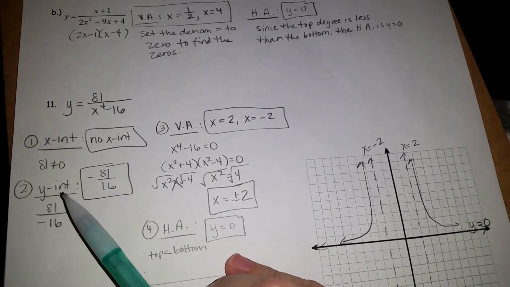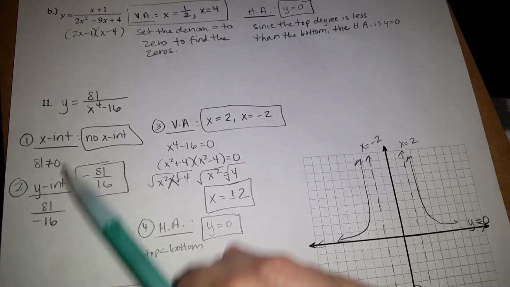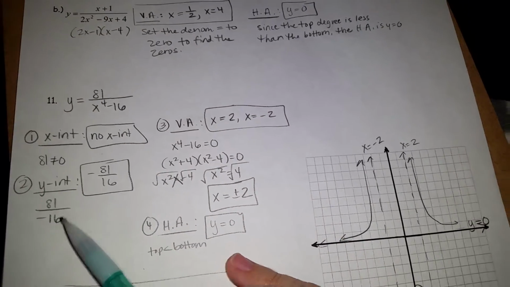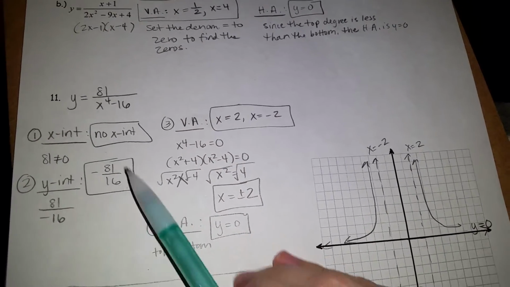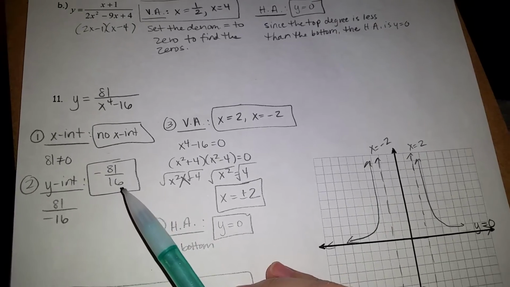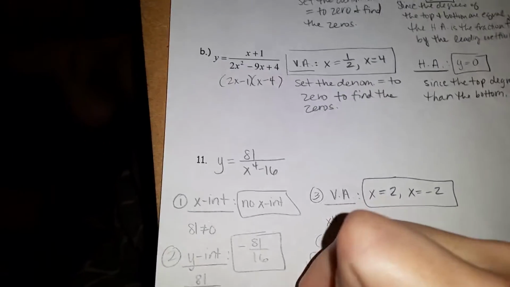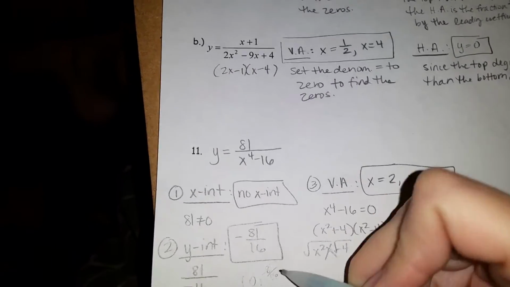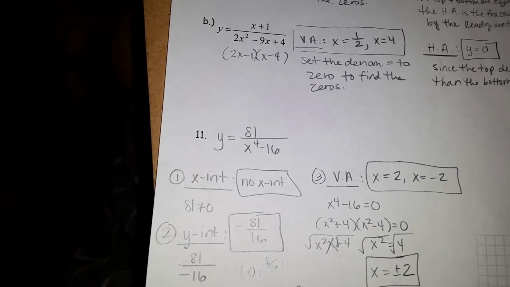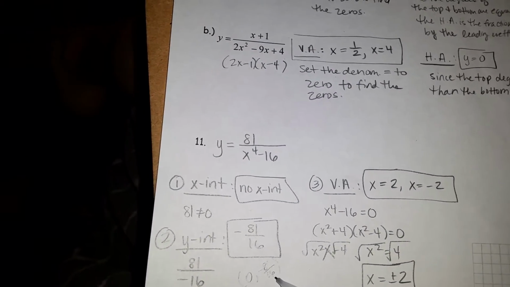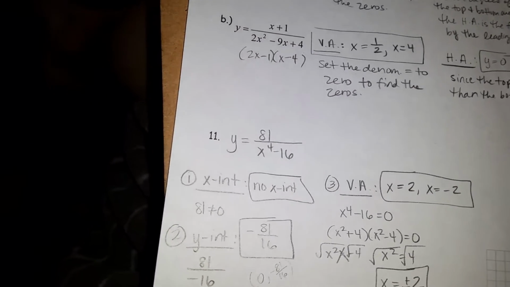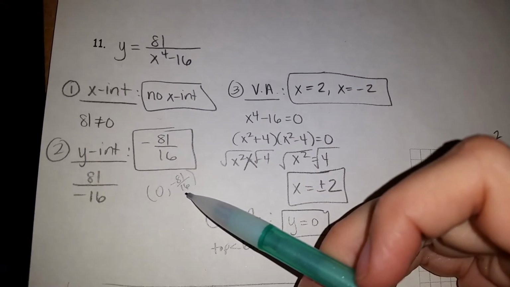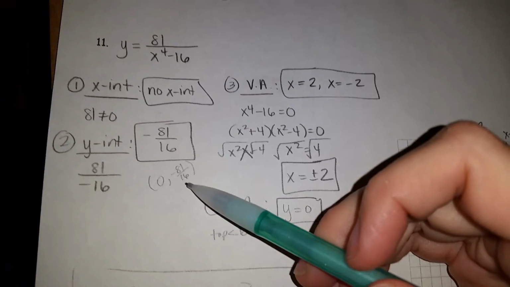Okay, for the y-intercept, I'm going to plug in 0 for x. When I plug in 0 for x, the top stays 81, the bottom's going to say negative 16. Leave this as an exact answer. So leave this as just negative 81 over 16, your y-intercept, and then I'm just going to write that as a point. So (0, negative 81 over 16). If you want to write that as a mixed number, you can. 16 times 5 will be 80, so it'll be negative 5 and 1/16. If you want to write it as negative 5 and 1/16, that is perfectly fine as well.